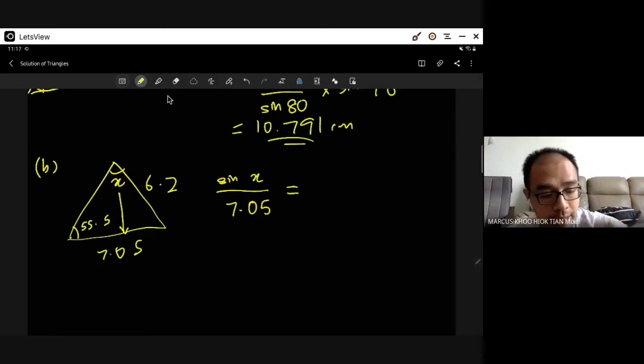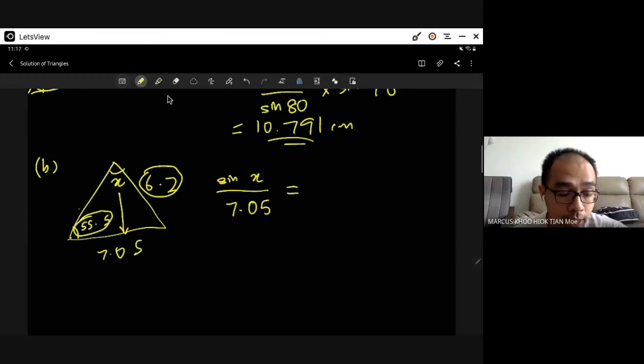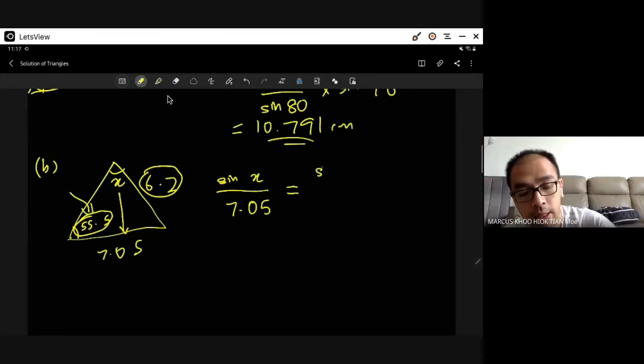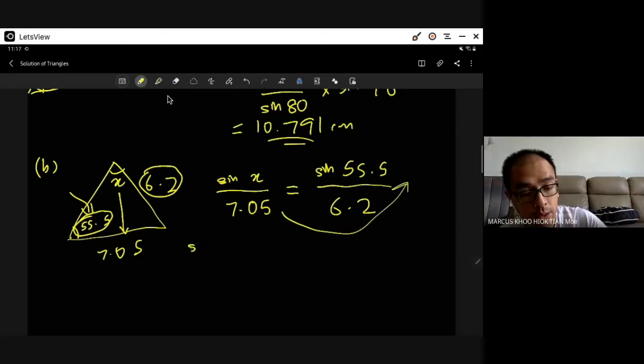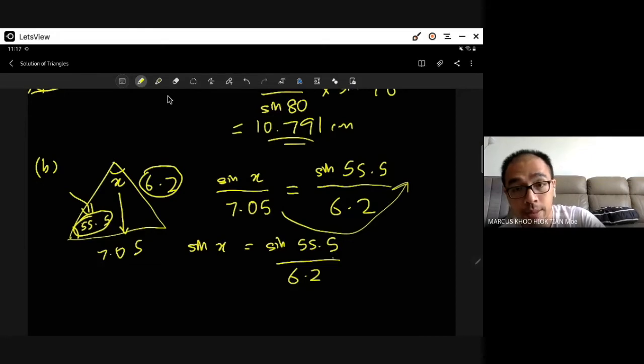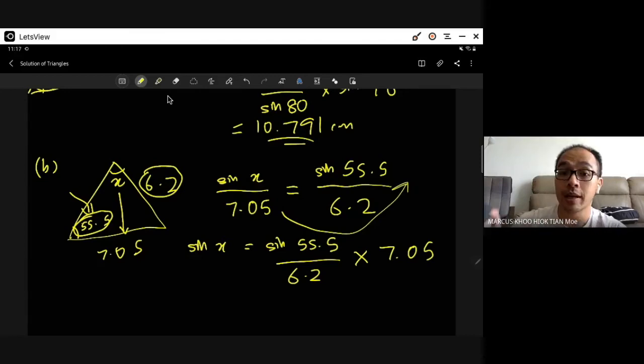Equals to, let's look for another pair, 55.5 and 6.2. Which one do we put the sine? We put the sine on the angle. So sine 55.5 divided by 6.2. Now over here, the step is almost the same, except that there's one extra step now. First thing we do is we bring the 7.05 up. So sine X equals sine 55.5 over 6.2 times 7.05. And then we use the calculator to do the same thing.